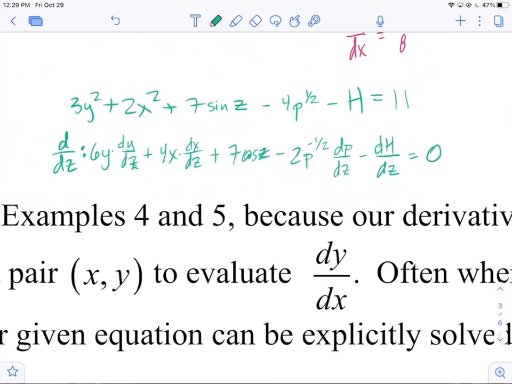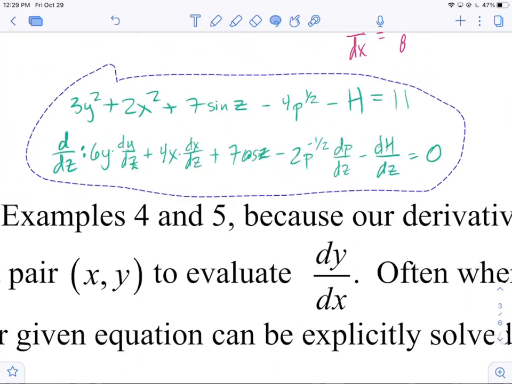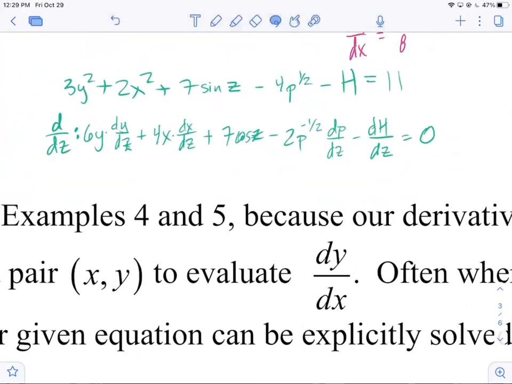Now, you think that's cool that we take a derivative with respect to z. Watch this. Let's come back and take the derivative of the original thing with respect to t. Are there even any t's in the equation? No, no big deal. We get 6y times dy dt, plus 4x to the first times dx dt, plus 7 sine of z times cosine.